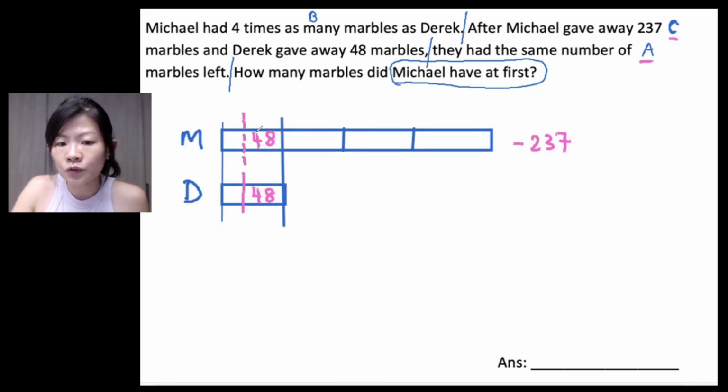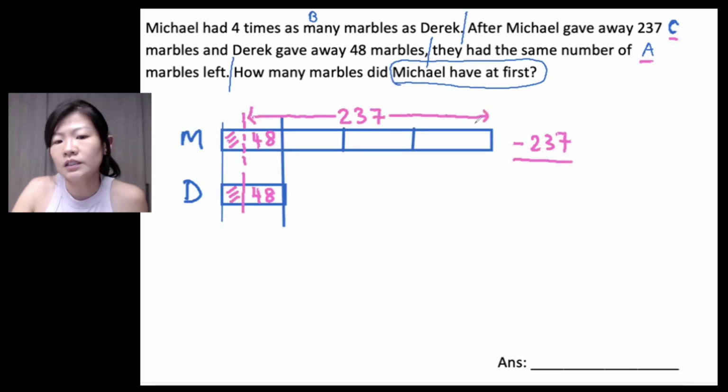Now, with this drawn, you will notice that I'm able to tell where my 237 could be, because at the end, both of them should be the same. So if this is what's the end, it also tells us that these are the parts that have been taken away. 237 will be from here to here. Okay, now with this in place, we are ready to solve the question. But before that, let's also find out what we have to find. Michael at first. So it also means that we need to be finding this in the end. This is our end in mind.